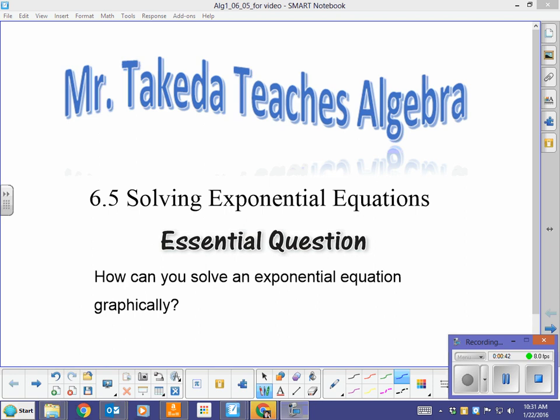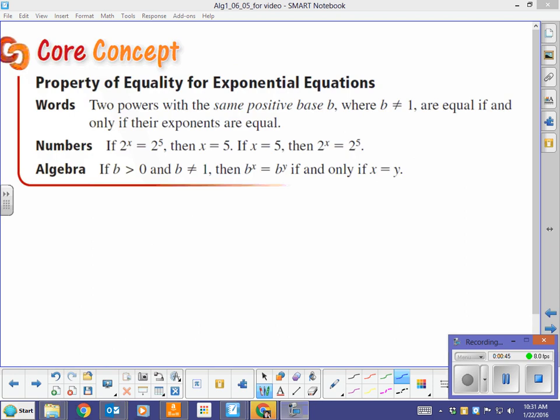Okay, so let's take a look at our first core concept here. And basically, this says two powers with the same positive base, if the base is not equal to 1, are equal if their exponents are equal. So this kind of makes sense. So look at this example here. If 2 to the power of x equals 2 to the power of 5, then x equals 5. That kind of makes sense, doesn't it? If this whole power has to equal this power, then these exponents have to be alike. So that's kind of the base idea that we're going to be dealing with here, is that we have to try and get like bases. Even if we start with unlike bases, we have to try to make them alike using our rules of exponents.